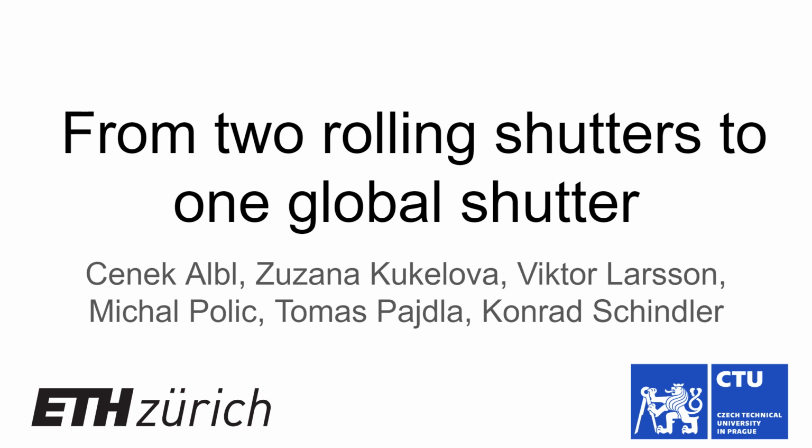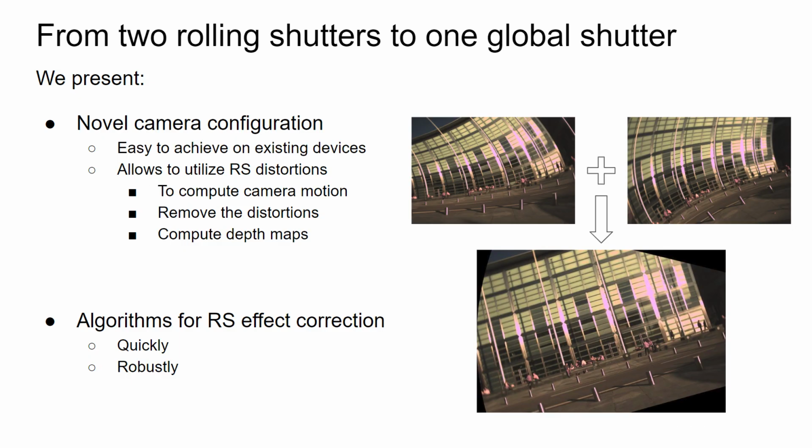In summary, we show a novel camera configuration that requires just a simple change to existing multi-camera systems. Such configuration allows to utilize the rolling shutter distortions in a way it was not possible before. Most importantly, we can compute the motion of the cameras, remove the distortions, or compute the depth of the scene. We present multiple algorithms that leverage such camera configuration and are extremely efficient and robust.